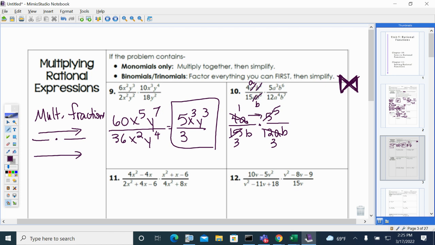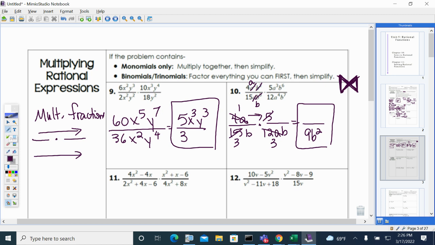Now I'm going to multiply across. So 1 times 5 is 5. And then in the denominator, 3b times 3b is 9b squared. So there's two different ways that we can go about doing that. Actually, you know what? I did that wrong. I divided wrong, actually. 5 divided by 5 is a 1. This should have been a 1. I'm so sorry. So that's a 1, not a 5.